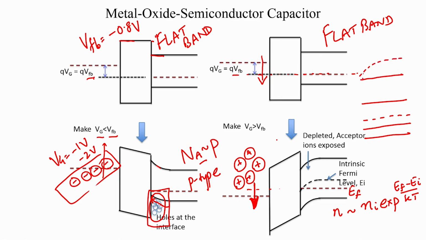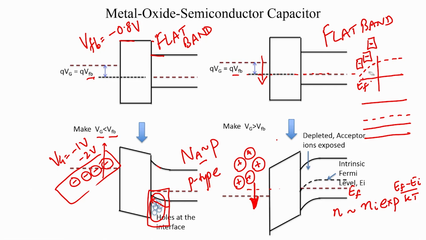So, EF minus EI is still negative in this case, and therefore you do not have so many electrons at the interface, but all the positive charge in the gate is being compensated by the exposed acceptor ions. So, that is the depletion region.